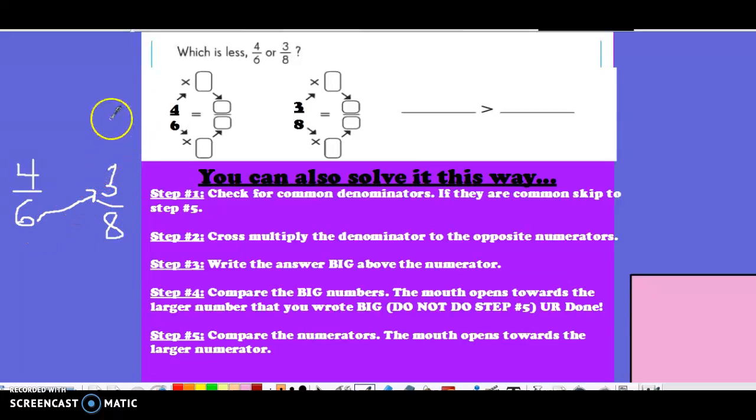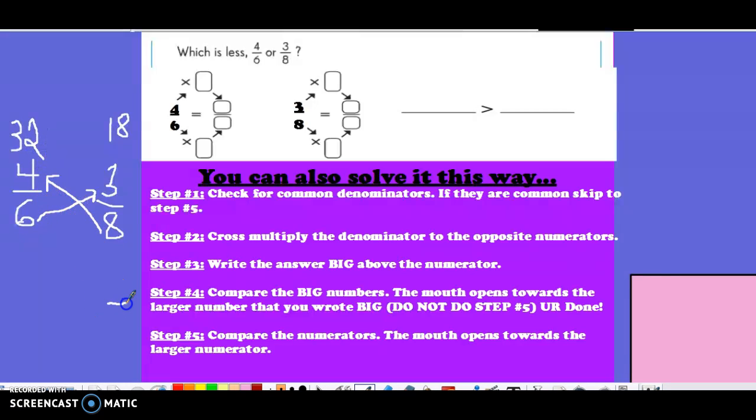6 times 3 gets me 18. When I get my answer of 18, I place it above the opposite numerator. That's step 3: write the answer big above the number. So again, you're going to write it nice and large above where you multiplied. You've got to do that with both. So you're repeating step 2 for 8 times 4: 8, 16, 24, 32. And again, step 3 says write the answer big above that number.